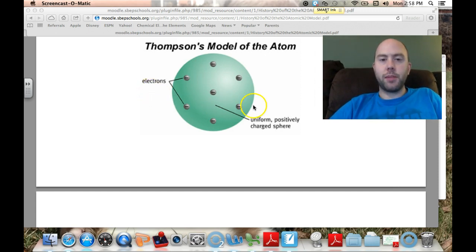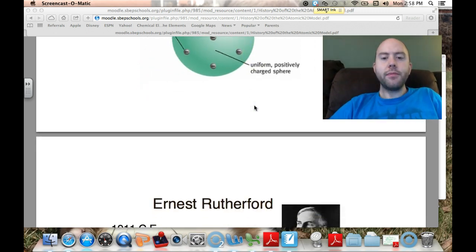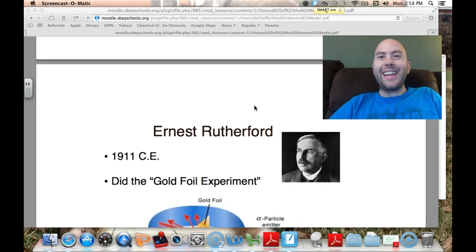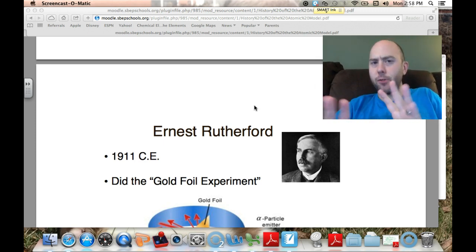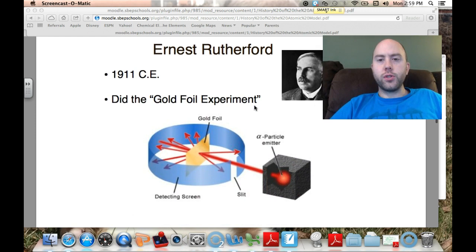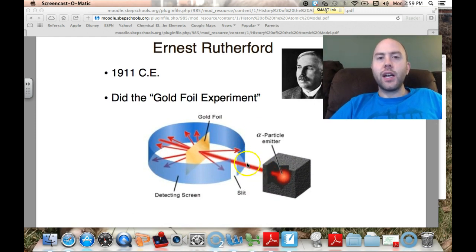So that's Thomson's model. Then, Ernest Rutherford, who looks like Mr. Stalder in my opinion, in 1911 did the gold foil experiment, which we're actually going to do as well. Well, we're going to do a very cheap version of the gold foil experiment. In this experiment, he shot alpha particles, which were the nuclei of helium. So it's the nucleus of a helium atom. You didn't have the electrons, it was just the nucleus of the helium. He shot these alpha particles through a piece of gold foil.